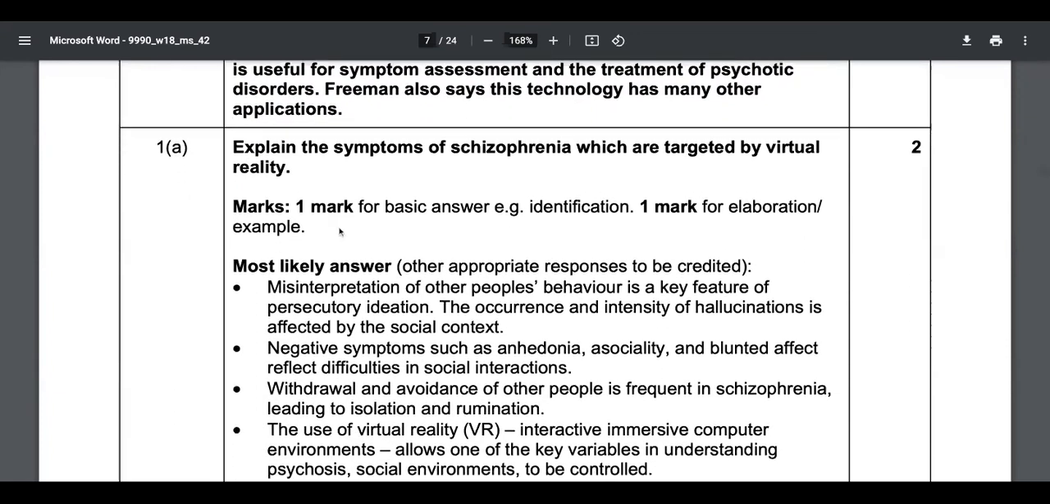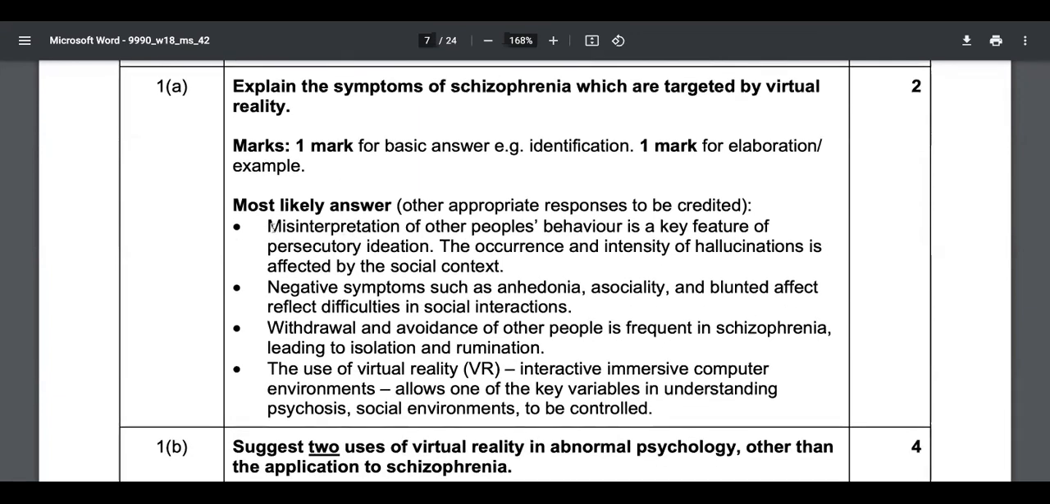So again, what is targeted? First of all, the misinterpretation of other people's behavior. Now that's the key feature, which they are referring to as persecutory ideation. That is the one thing that they are targeting. Second thing that they also wanted to see is, if the occurrence of hallucinations happens in real life, would it happen in virtual reality?